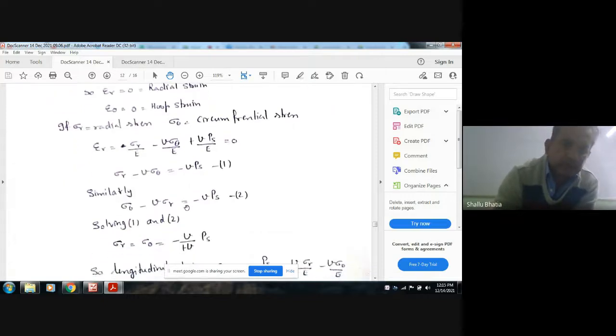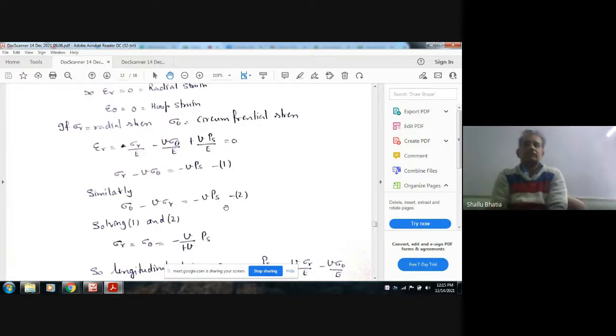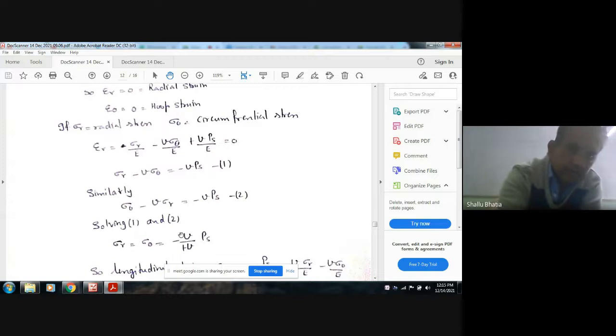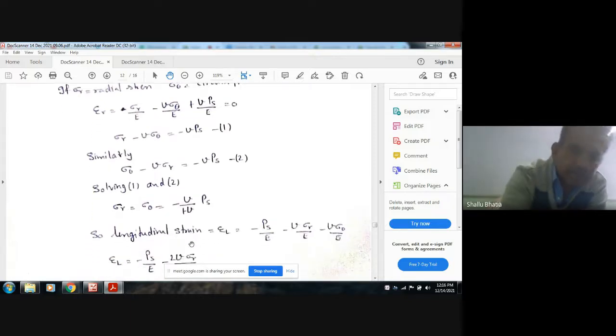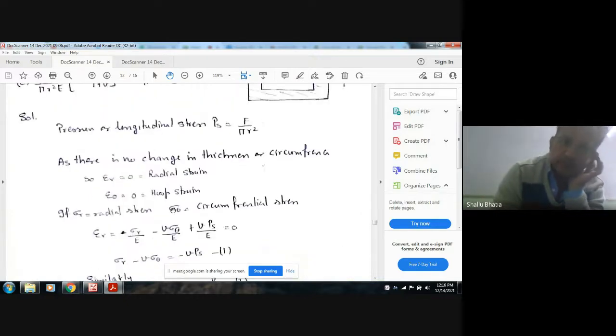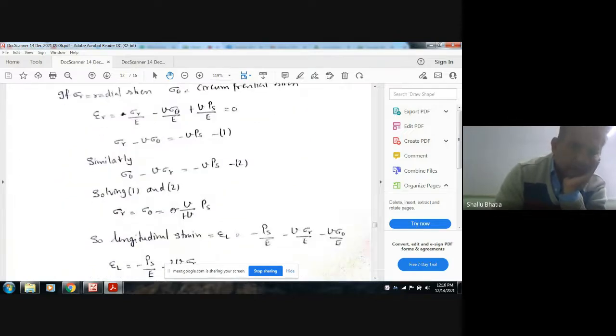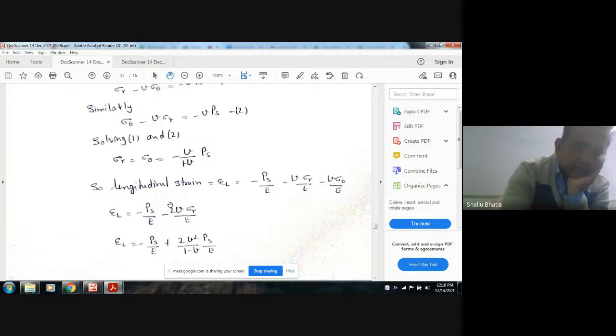Similarly, for the circumferential strain, which is also zero, we have sigma theta minus mu sigma r equal to minus mu p. Solving these two, we get sigma r equal to sigma theta, that is minus mu by (1 plus mu) times p. So if p is compressive, then sigma r and sigma theta are in the direction according to that.